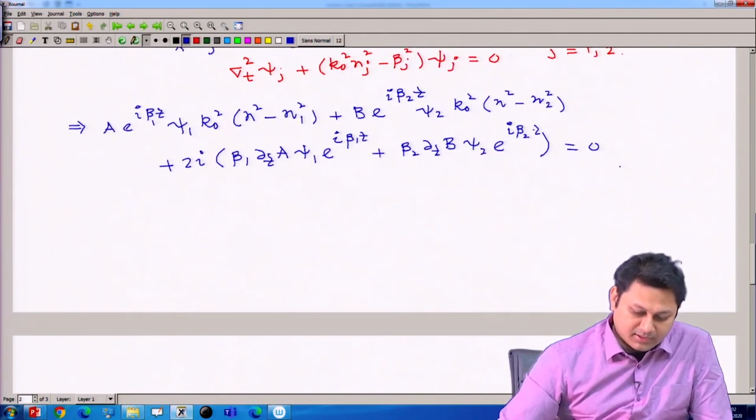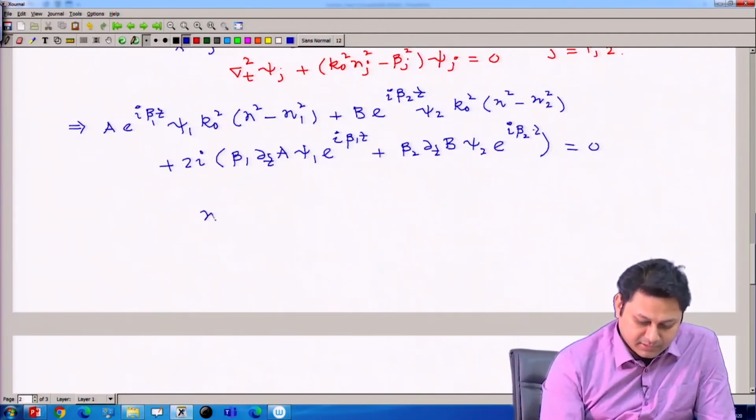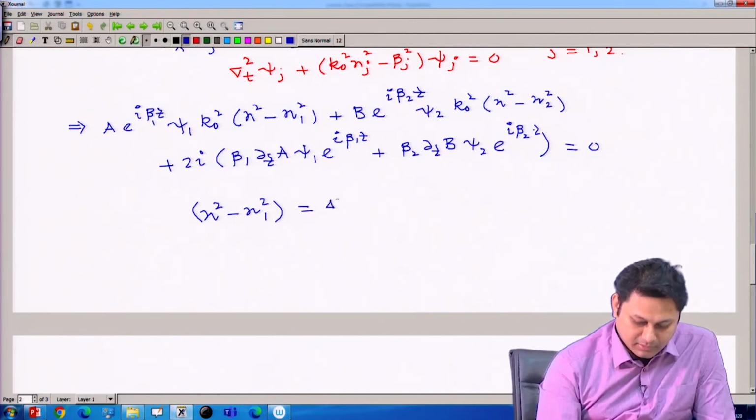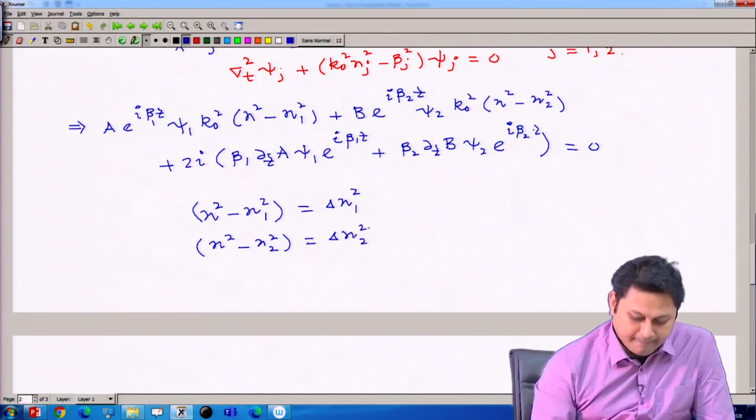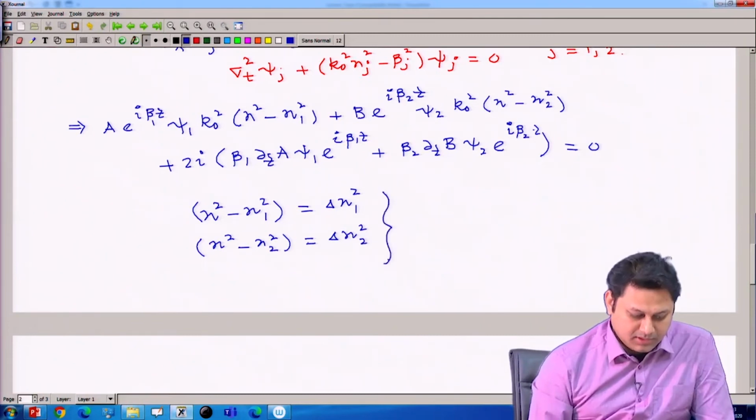This n square minus n1 square is the difference between the refractive indices. So, I can write this difference as delta n1 square, and n square minus n2 square as delta n2 square. So, I just write the difference between these two refractive indexes.